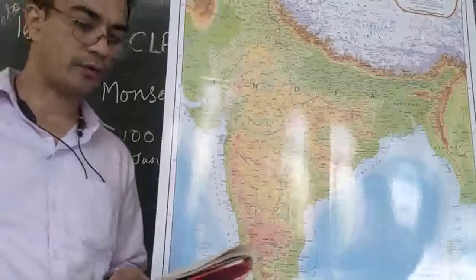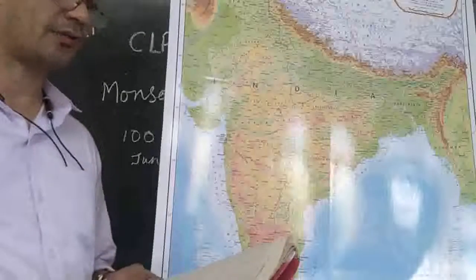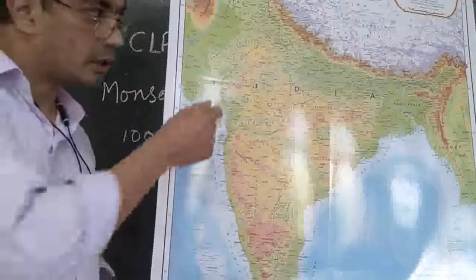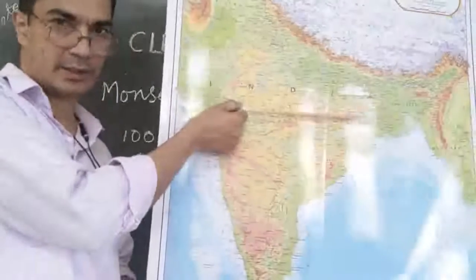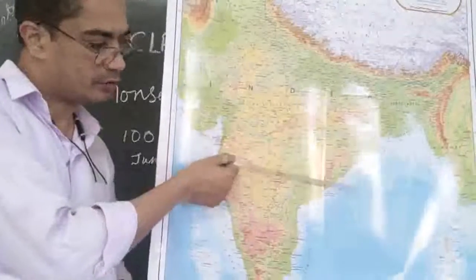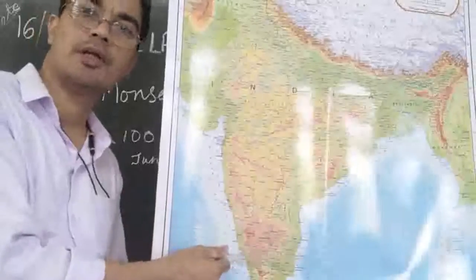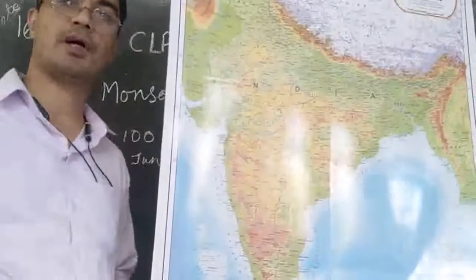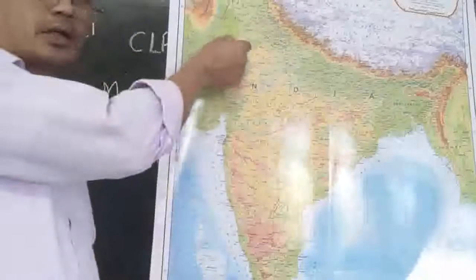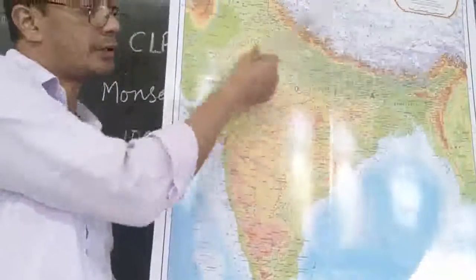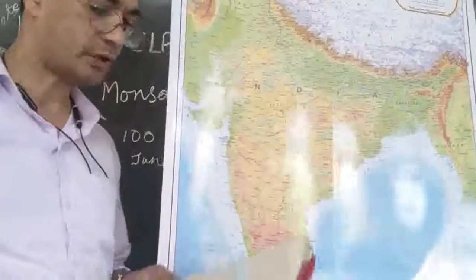Then the withdrawal from the southern half of the peninsula is fairly rapid. So once the wind is withdrawing from this middle of India, central India, and entering into the southern region, the wind moves faster, very fast it is withdrawing from the southern side. But from here, the northern part, from the northeastern part, it is slowly withdrawing.